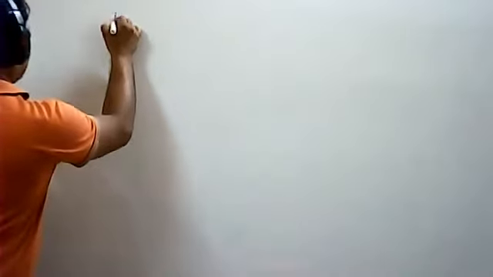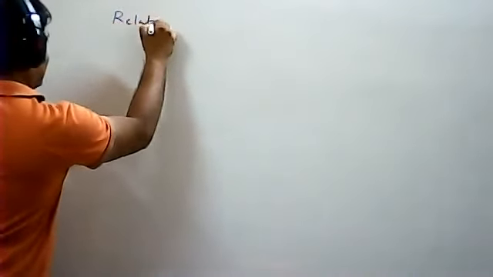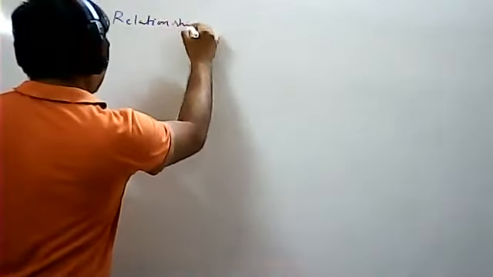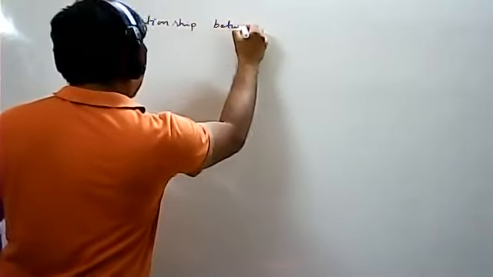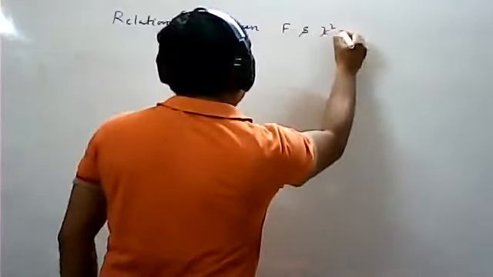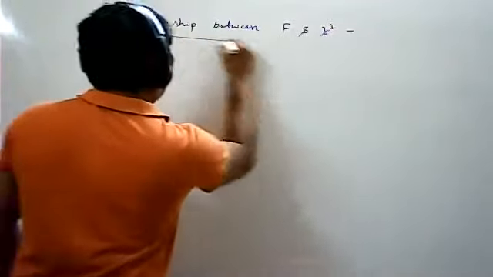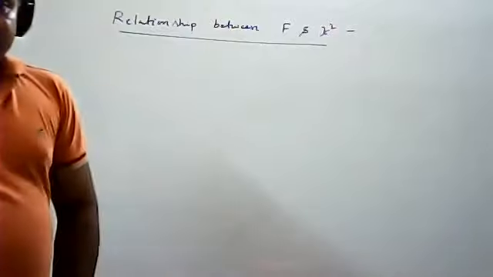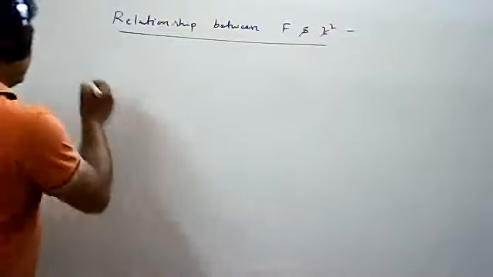So today we'll discuss the relation between f and chi-square. In the previous class we discussed the relation between t and f. In this class we'll discuss the relationship between f and chi-square distribution. Okay, so write down this statement.